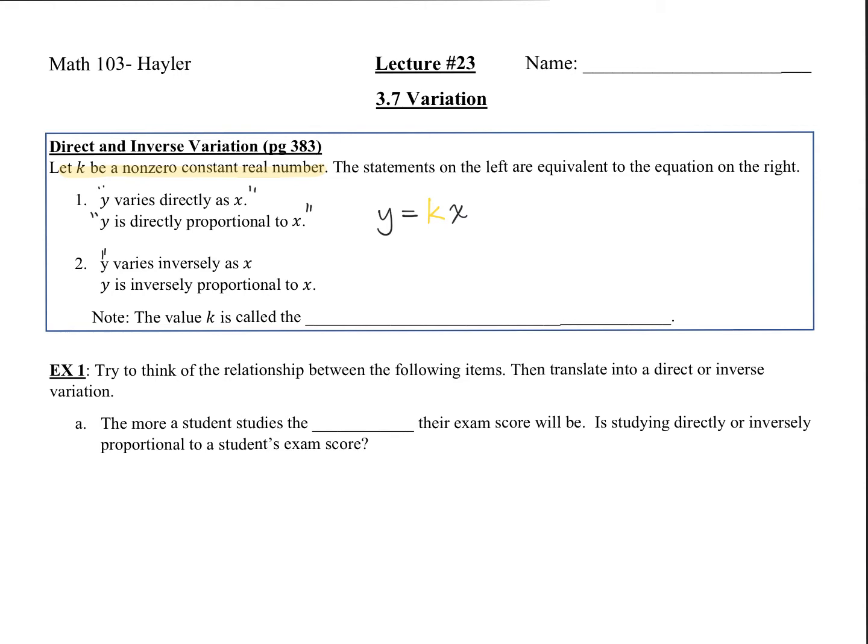Next, we have y varies inversely as x, and y is inversely proportional to x. So inverse, we think of sort of the opposite, right? So let me do it again: y varies, and once again we have our constant k that we always put immediately after the equal sign, but this time it's inversely to x, so we take the reciprocal, not the opposite. Note, the value k is called the constant of variation.